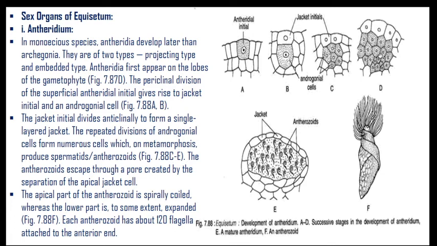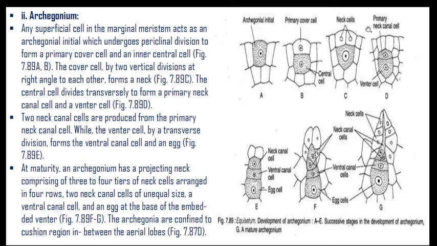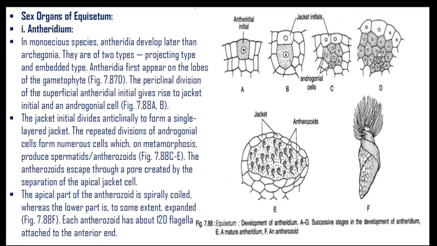In this way, in diagram D, there is a development of many androgonial cells and few jacket initials, and later on this can develop into a mature antheridium which can show a single antherozoid.